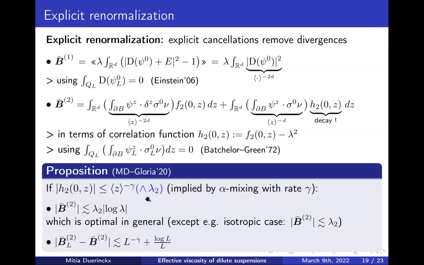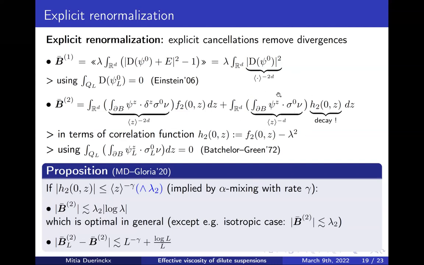Another question is how you do that. Yeah, and so of course, just based on that, you can just look at this B bar 2 directly and estimate it, and you will see that it will be of order lambda 2 log lambda. And now you see where the log is coming from. It's exactly coming from here.